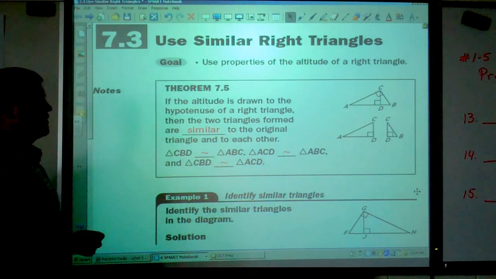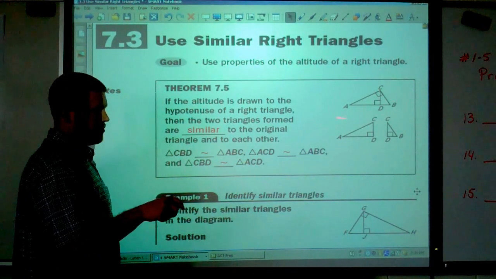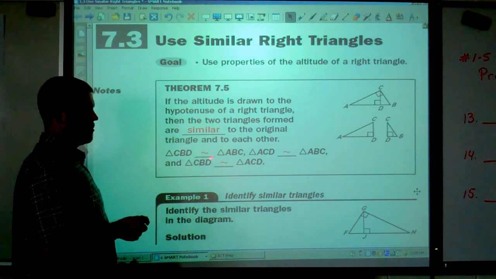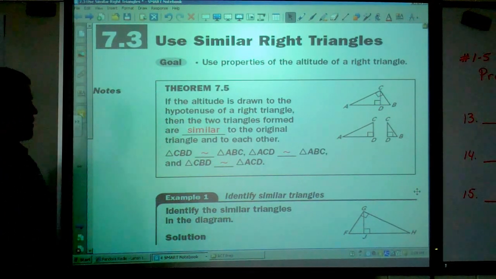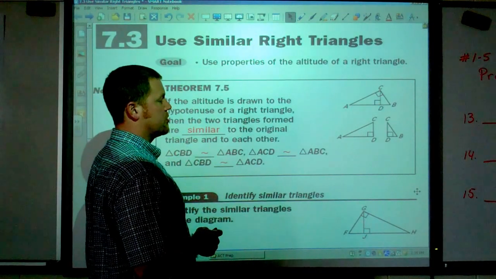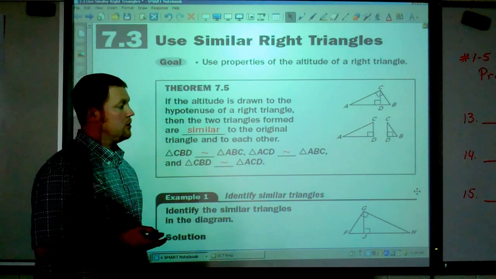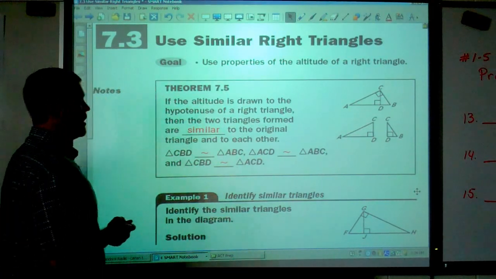Those two right triangles. Now, all three of those triangles, the original one and the two new ones that are formed, are similar to each other. Okay? All three triangles are similar to each other, and they are similar through angle-angle triangle similarity.